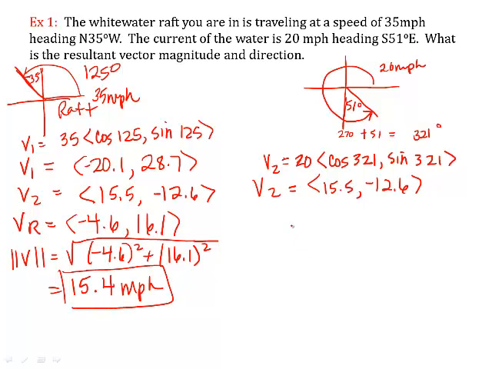Now I need to find the angle. So I draw myself a quadrant, and then I look back at my resultant. Look, x, or my horizontal, sorry, is negative. My vertical is positive. That means it's over here in quadrant 2.